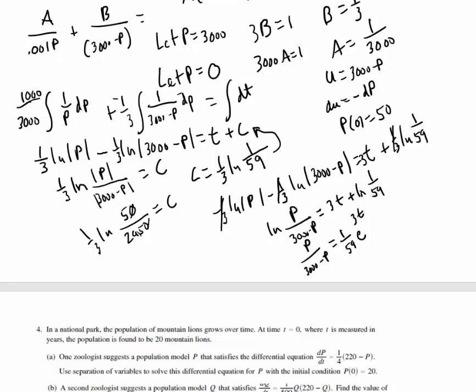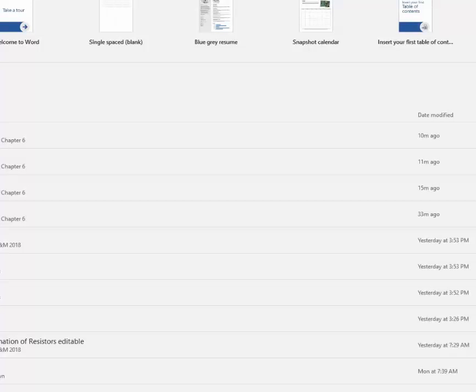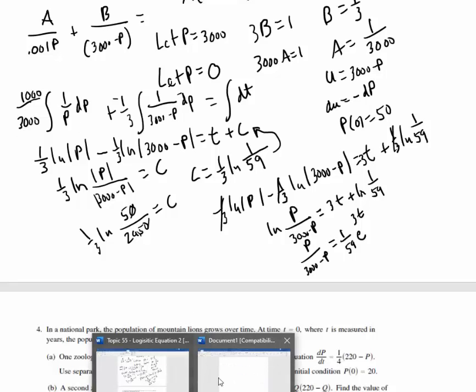So I guess I should pull up probably a blank piece of paper for you. All right, let me go back to where I was at. So I have P over 3000 minus P equals 1 over 59 e to the 3t power. Going to get rid of the fraction first, so multiply each side by 3000 minus P to get rid of that.